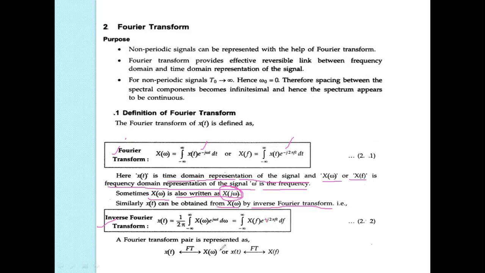And the Fourier transform pair: x of t and its Fourier transform X of omega, or X of f for normal frequency and angular frequency.